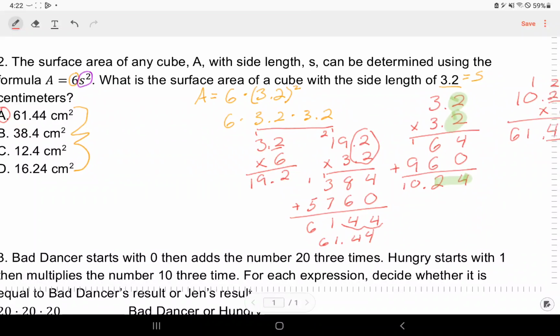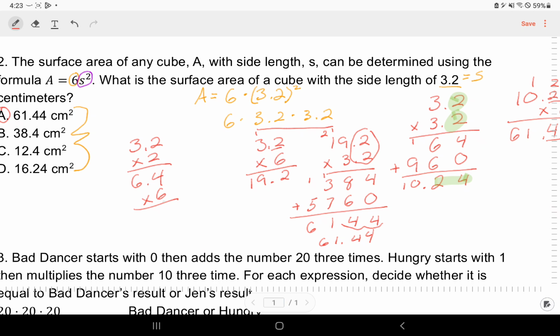Okay. Now, one of the most common mistakes. Actually, let's talk about the 2 most common mistakes. We talked about them in class today. Are that people will do 3.2 times 2 and get 6.4, and then 6.4 times 6.